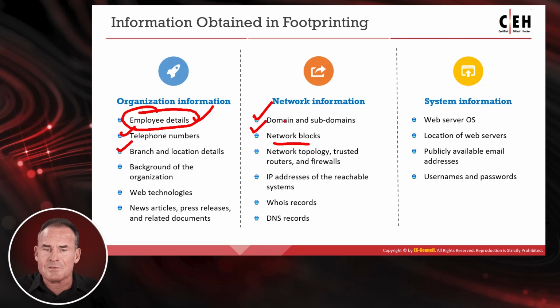Now, some of this will be fuel for later activities, like in the scanning phase. So network blocks, for example, IP ranges. We're going to utilize that information when we configure our scanners in the scanning phase. Network topology, trusted routers and firewalls, IP addresses of virtual systems, WHOIS records, DNS records. And we'll be referencing a lot of this in a dedicated slide.